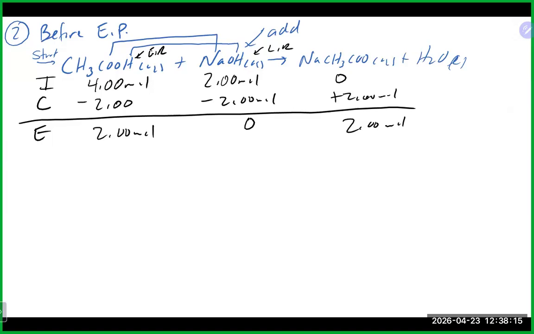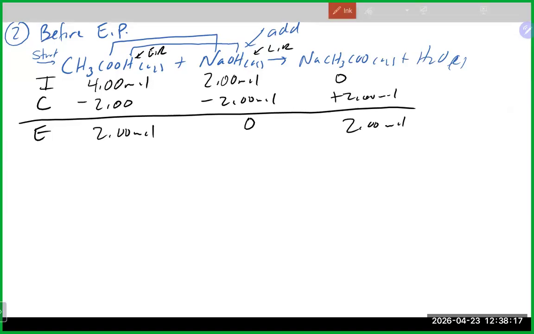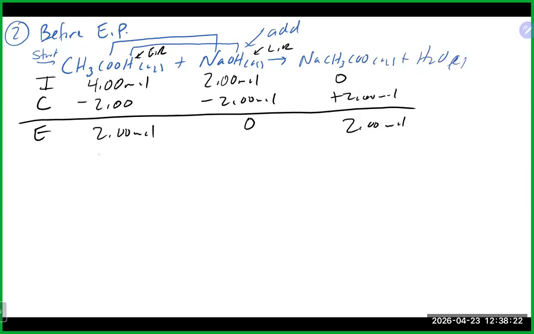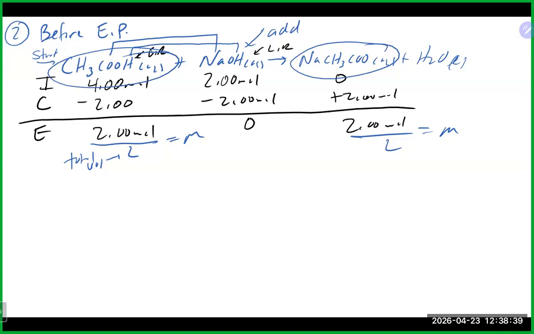Again, just good practice. At this point, using the total volume, I'm going to convert everybody back into molarity. So we're going to divide by our total volume again and convert everybody back into molarity. At this point, if we take a look at our ice table, we have sodium acetate left over. We have acetic acid left over.